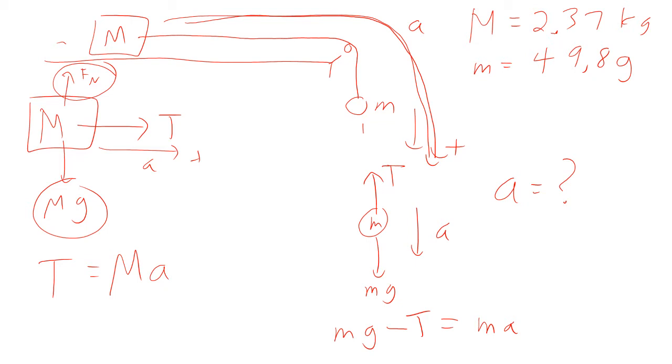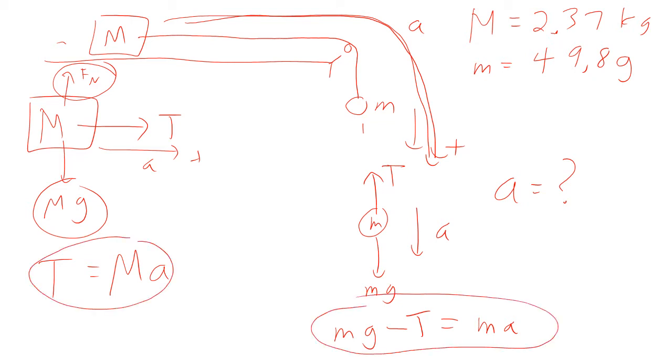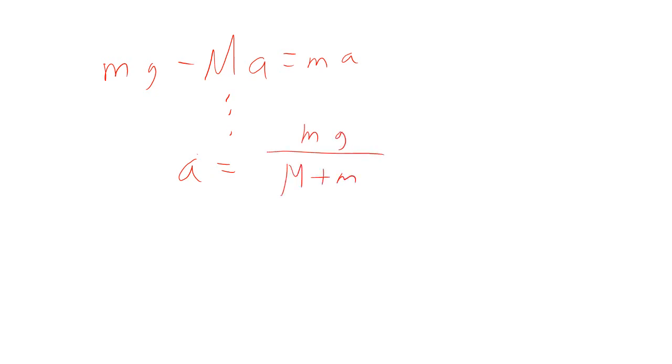Okay, so what do we do? We got two equations, two unknowns, tension and acceleration. Well, hey, this says tension's that. Why don't I just plug it into the other equation? So mg minus big MA equals little ma. So we can do a little bit of algebra here, okay? And with just a little bit of algebra, then we can say that A is going to be equal to mg divided by big M plus little m.